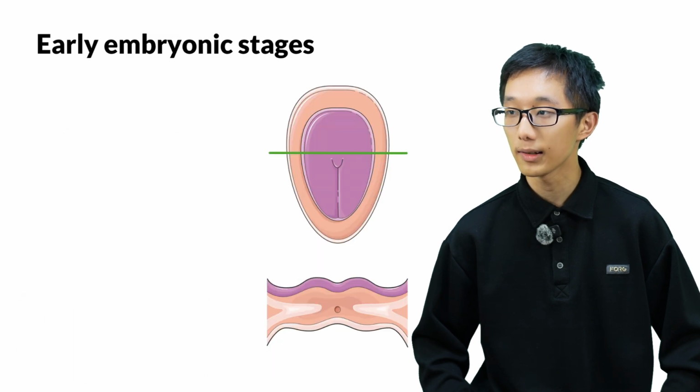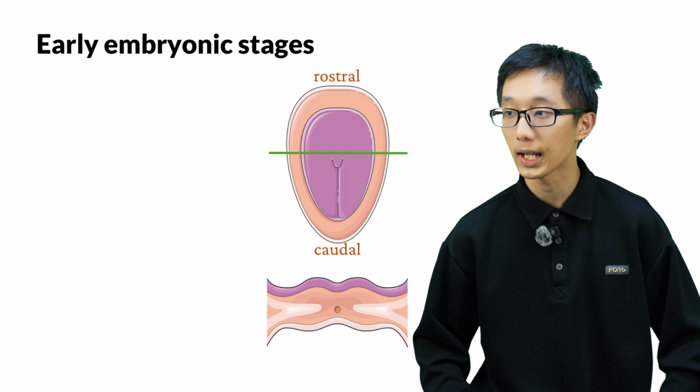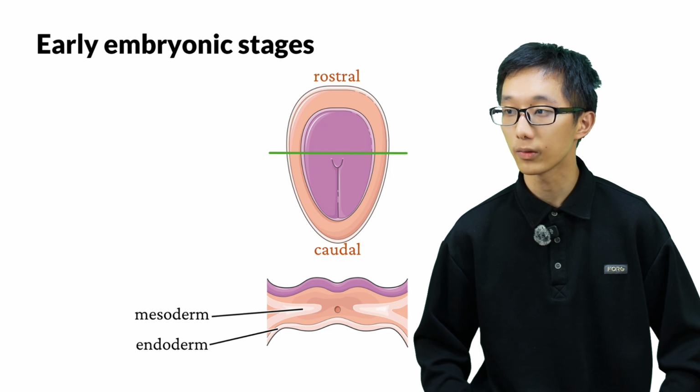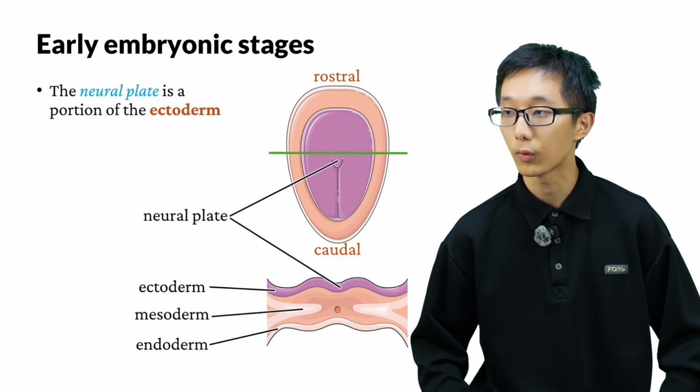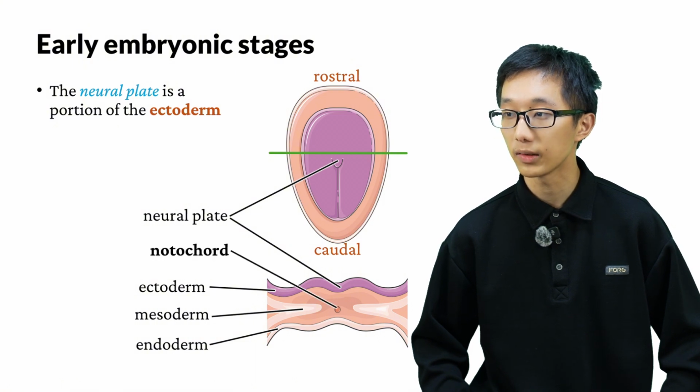So here, this is an illustration of an early stage embryo and its cross-section. This is the rostral end, and that is the caudal end. Here, at the ventral side, we have the endoderm. In the middle, we have the mesoderm. And on the dorsal side, we have the ectoderm. The neuroectoderm here forms the neural plate. It is a portion of the ectoderm. And below, between the mesoderm tissues, we have the notochord.